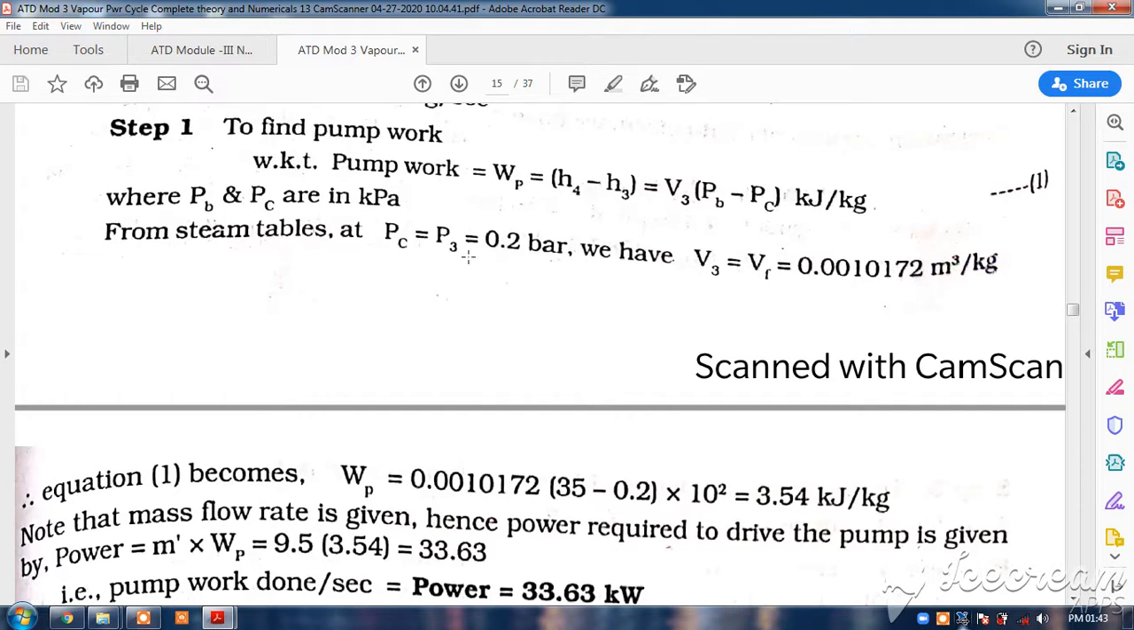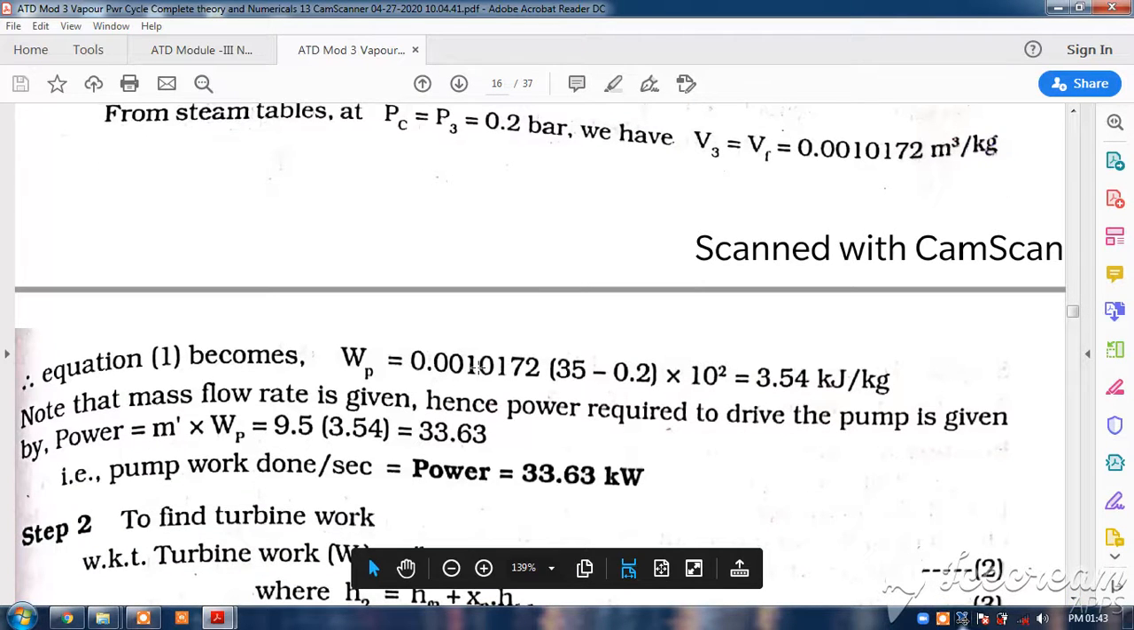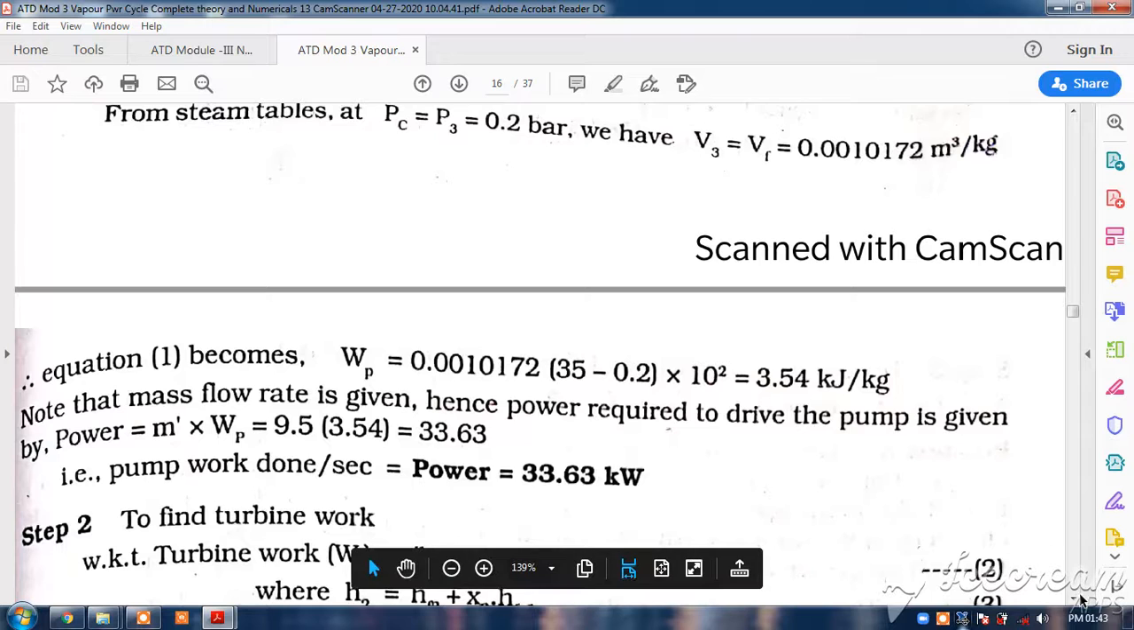From steam table, at PC is equal to 0.2 bar, you find out the VF, volume of fluid, is 0.001 meter cube per kg. Okay, now substituting the value in equation, pump work is equal to 0.001 into bracket 35 minus 0.2, because it is in Pascal, multiplied by 100, is equal to 3.14 kilojoules per kg.